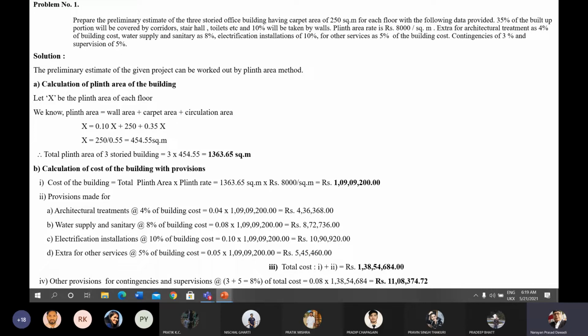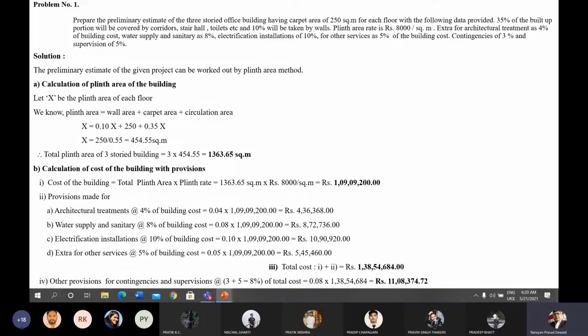Cost of the building is there, and provisions for extra for architecture treatment at 4% of the building cost, which means 4 divided by 100. That value will be 0.04 into the cost of the building, 1,09,09,200, which gives the value of rupees 4,36,368.00. Similarly, water supply and sanitary as 8%, that will give you 0.08 into 1,09,09,200, which gives the value of 8,72,736.00 rupees. Now, for electrical installation, it is given as 10% of the building cost, the 10% will be 10,90,920 rupees.